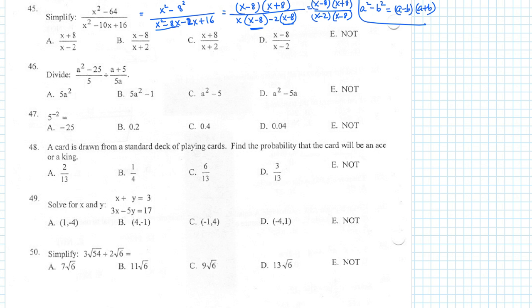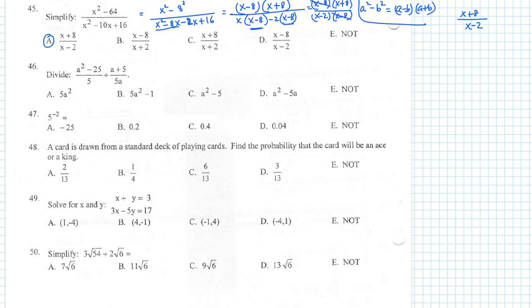So if you look at this expression carefully, there is an x minus 8 term in the numerator as well as in the denominator. So you can cancel that since it's multiplied with x minus 2 in the denominator and it's multiplied with x plus 8 in the numerator. So you can cancel x minus 8 and x minus 8, and what's remaining is x plus 8 divided by x minus 2. So the answer is A, x plus 8 divided by x minus 2.